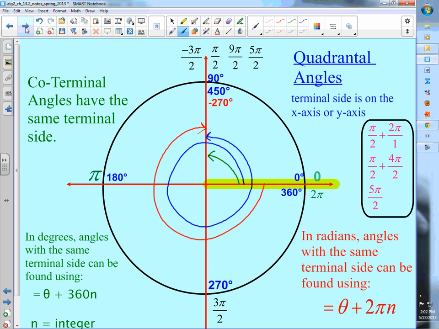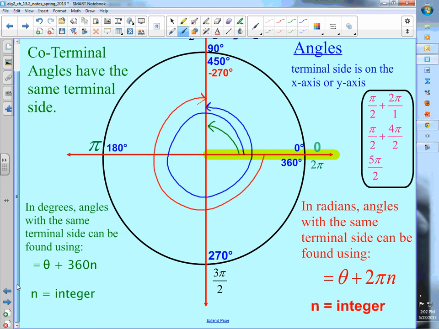So, degrees, same terminal side, you can take any angle and add 360n. And n can be positive or negative, as long as n is an integer. You can't take half of a rotation. If you're dealing with radians, you're going to take theta plus 2 pi n. You're just going to keep adding multiples of 2 pi. Even if that multiple is negative, it'll still give you a coterminal angle.